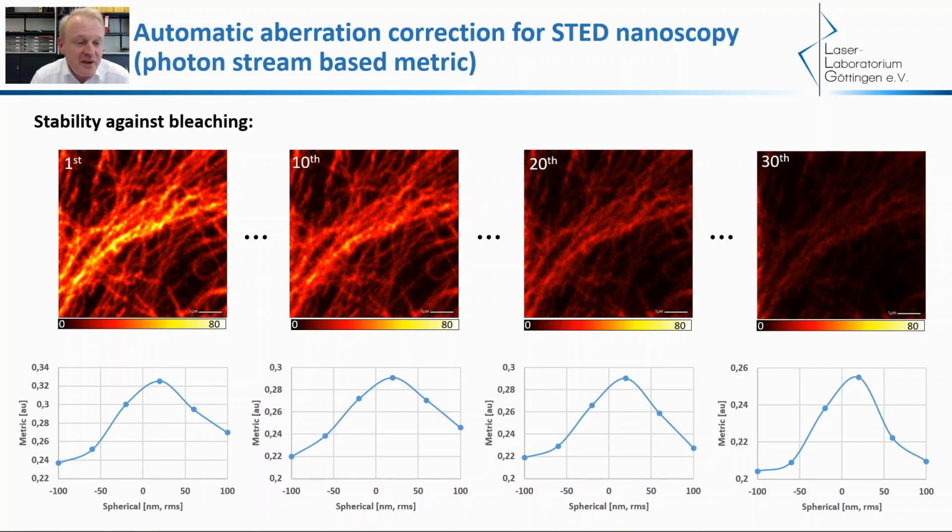As I said before, what's very nice about this metric is that it is very stable against bleaching, and it doesn't depend on the sample brightness. So to show that, we just took the same sample and imaged it many times in the STED mode. So here we see 4 out of a series of 30 images. We see that the sample is bleaching over time, but if we calculate the metric, we always get the maximum at the same amount of compensated spherical aberration, which means that we just have to maximize the metric. And by doing that, we always get the best optical performance, and we don't have to take care or consider bleaching or other effects due to the sample.